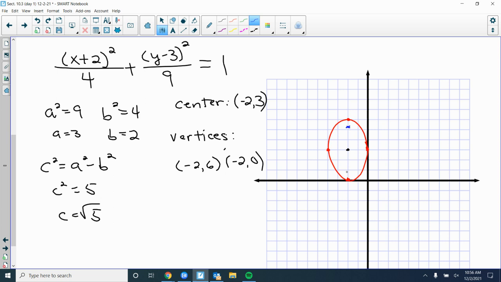So 2.2. Marissa, how do I write those points for the foci? It's -2 and then 3 plus or minus square root of 5. Good. And if you want to do it in one shot, you can do 3 plus or minus square root of 5. Yep, that's fine. If you want to do it separately, absolutely.